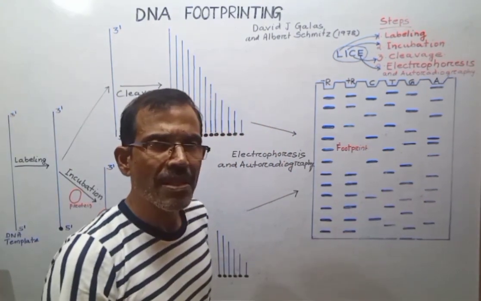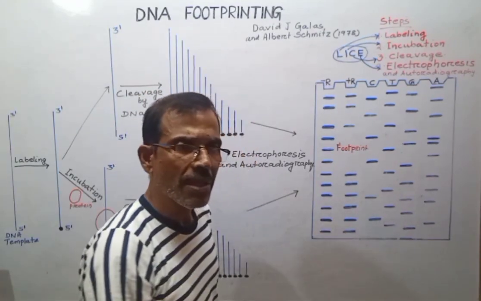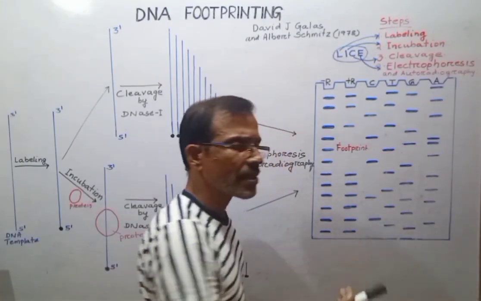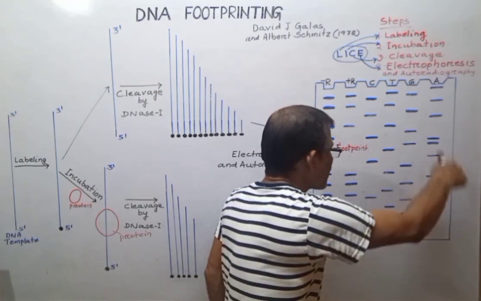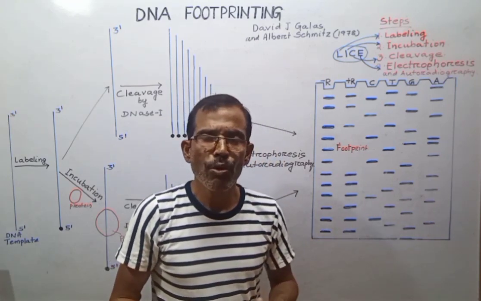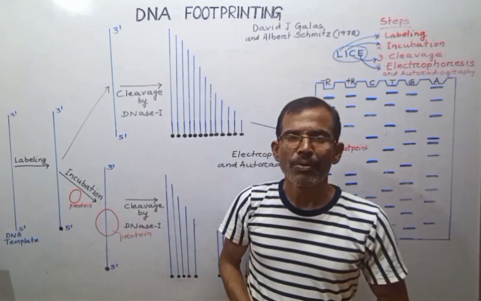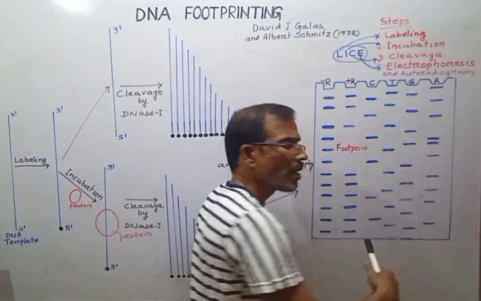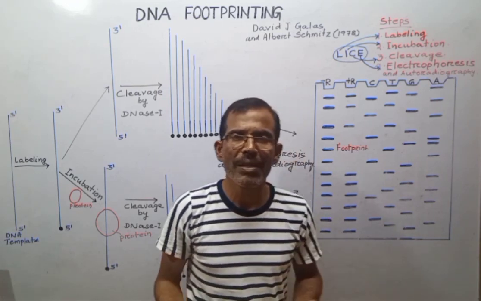By comparing the bands formed by the DNA sample which is not associated with protein with the bands formed by the DNA sample which is associated with protein, along with sequencing ladders, you can identify the exact location where the protein has been bound to the second set of DNA template. To identify the location, the gel is subjected to autoradiography which enables us to identify the protein binding site.